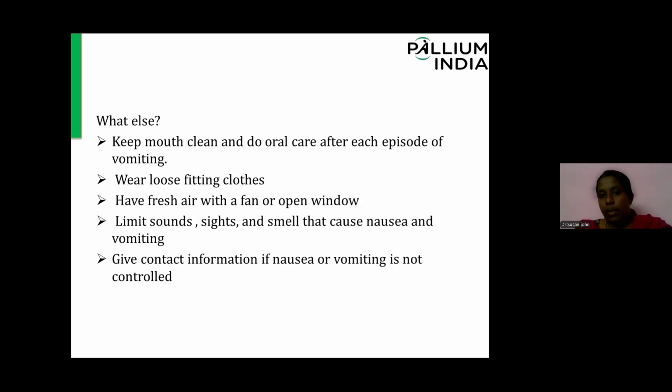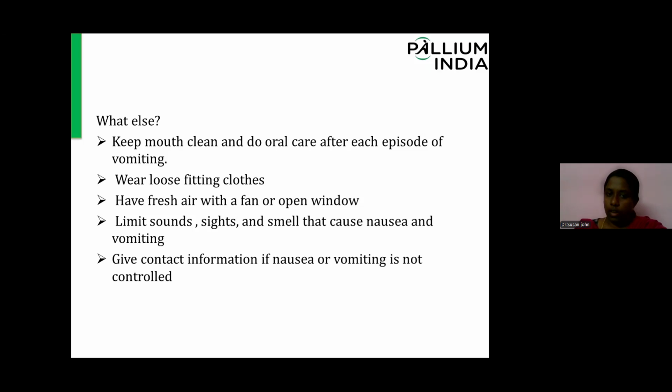Otherwise, in home-based settings, we give soda bicarbonate and sodium chloride oral solutions for good oral care. And you advise them to wear loose fitting clothes and have fresh air with a fan or open window, limit the sounds, sights, and smells that can cause nausea and vomiting, and give contact information if nausea and vomiting is not controlled.